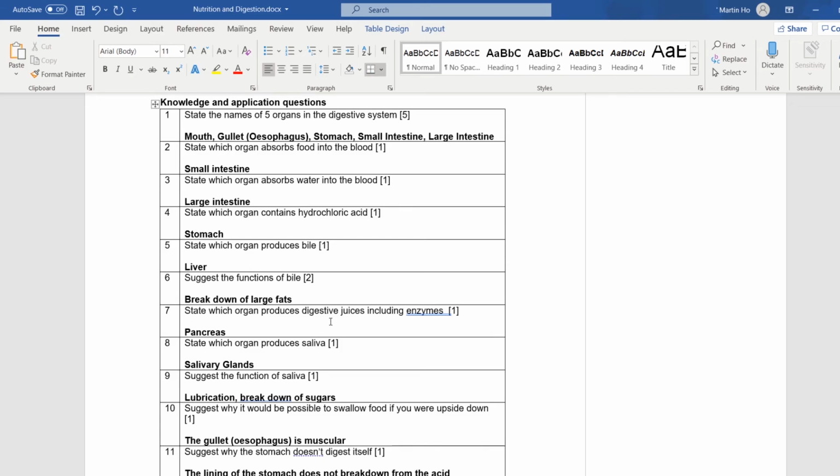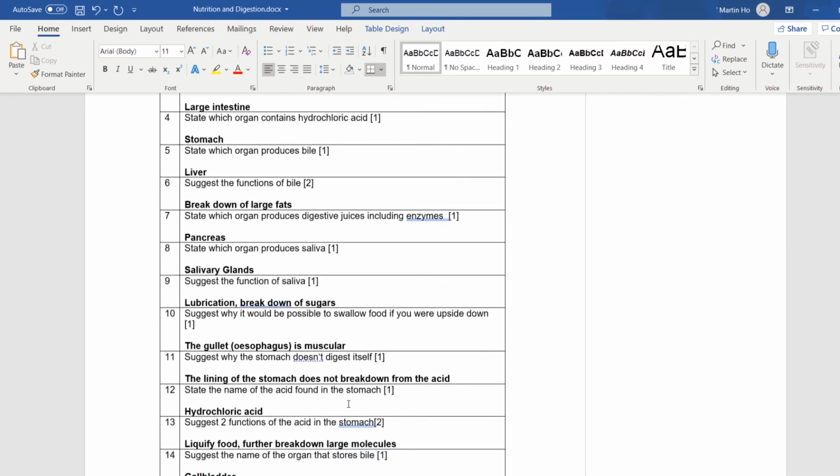6. Suggest the functions of bile. The breakdown of large fat molecules. 7. State which organ produces digestive juices, including enzymes. The main organ that produces digestive juices would be the pancreas. 8. State which organ produces saliva. The salivary glands. 9. Suggest the function of saliva. The main function of saliva is for lubrication of food while we chew it. Additionally, it does help in the breakdown of sugars due to an enzyme found in it.